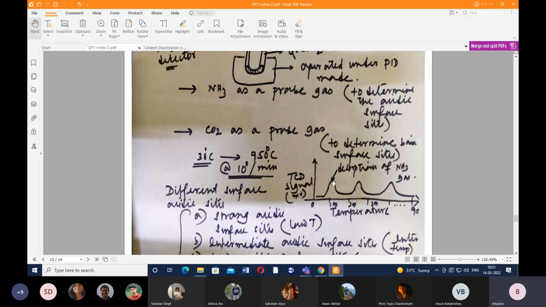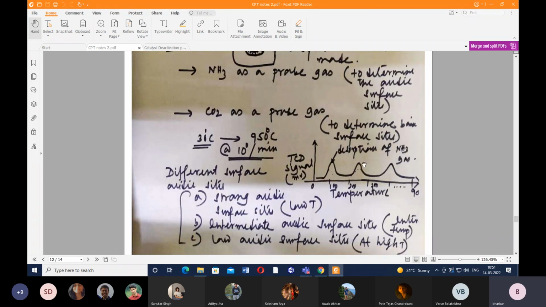Always remember this: when we have strong acidic surface sites, that will respond at very low temperature. So this will be treated as the desorption of ammonia gas at low temperature, and this would be treated as strong acidic surface sites. When we have intermediate acidic surface sites, we'll get the peak at an intermediate temperature. However, weak acidic surface sites will be obtained at a high temperature.